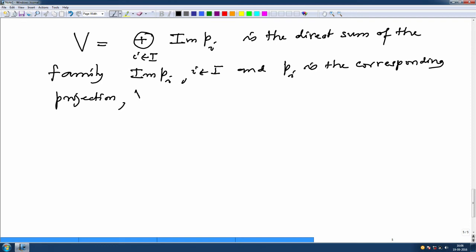For every i in I. This means using a direct sum, we have defined a projection, the same projection. So the proof is very easy. Let us write a proof.